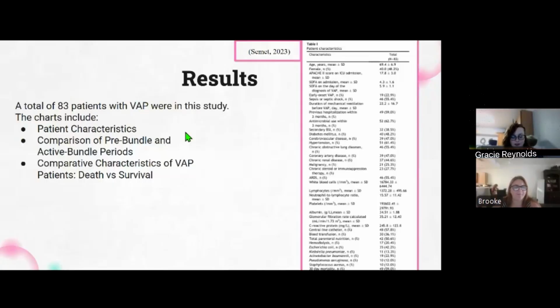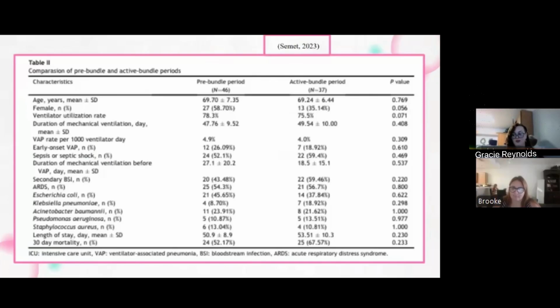And the results connection to this was that our table here presents the baseline characteristics of the study population and shows the frequency of complications like sepsis, ARDS, bloodstream infections, and mortality, which were all quite high. This describes the overall VAP population that was analyzed throughout the study. Here we have our table 2 from results.